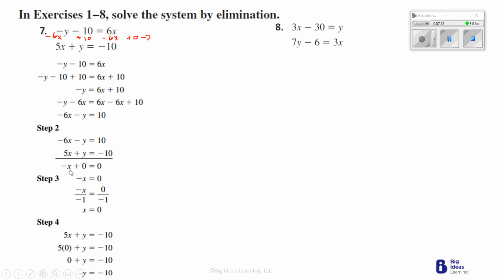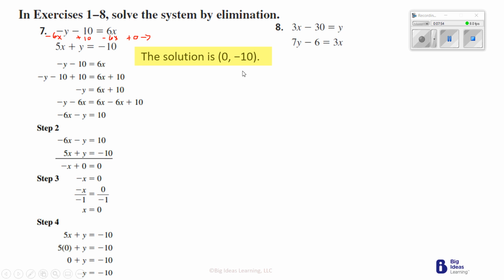That leaves us with -x plus 0 equals 0. Well, remember, we don't do anything with this plus 0, so that means -x equals 0. If I divide -1 away, 0 divided by -1 is still 0, so x is 0. I'm going to plug 0 into my formula here, 5x plus y equals -10. 5 times 0 is 0, and that means y has to equal -10. And that's it. The solutions are 0 and -10. Don't be afraid to have 0 for an answer.